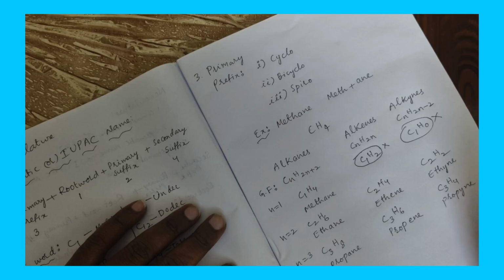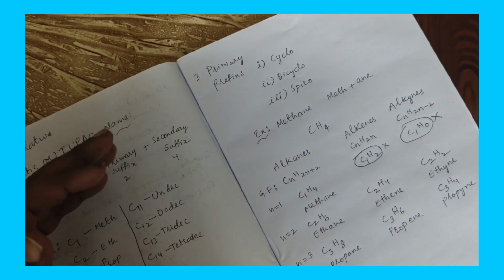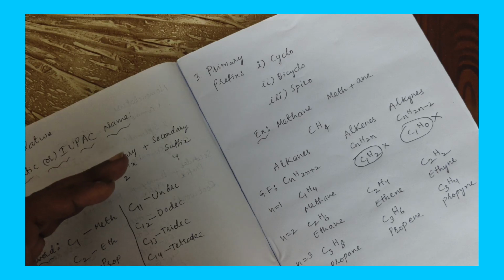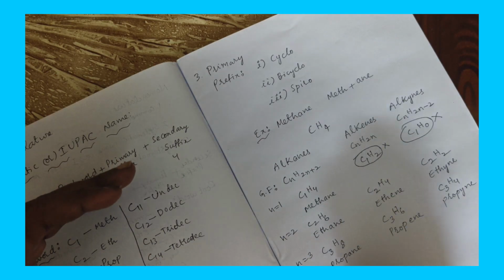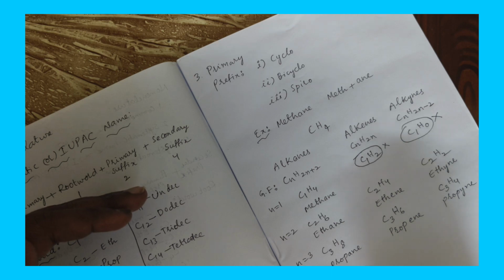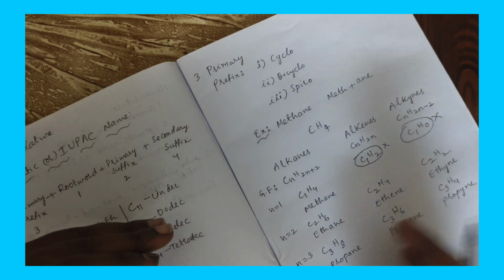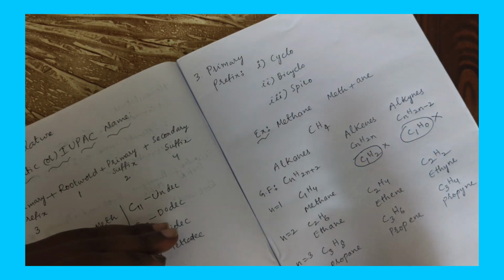In this manner we can write for any, because the root words we know: one means meth, two means eth, three prop, four but, like that. Propane, next butane, pentane, hexane, heptane, octane, nonane, decane, undecane, dodecane, and so on we can write. These are some of the examples.